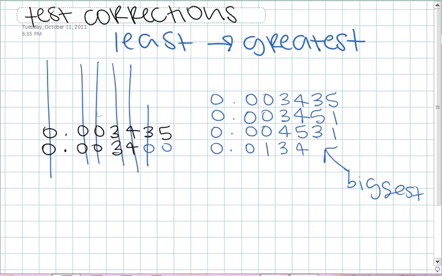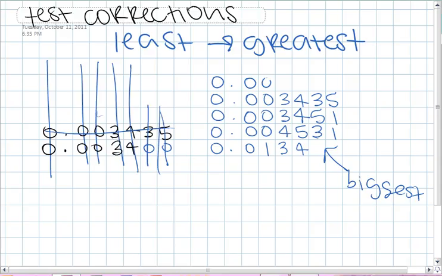Okay, then we're left with one more number, and that is our smallest number. It's 0.0034. So this is our smallest. Okay, so that is how you order a set of numbers from least to greatest.